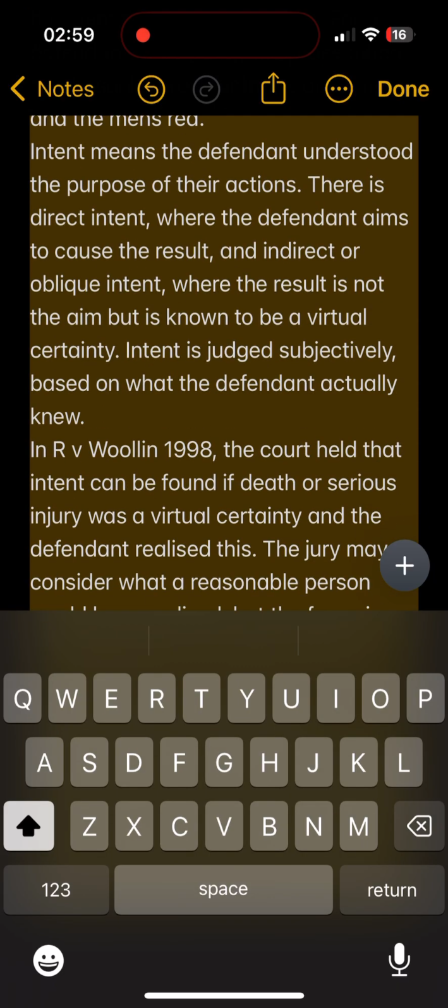There is direct intent, where the defendant aims to cause the result, and indirect or oblique intent, where the result is not the aim but is known to be a virtual certainty. Intent is judged subjectively, based on what the defendant actually knew.